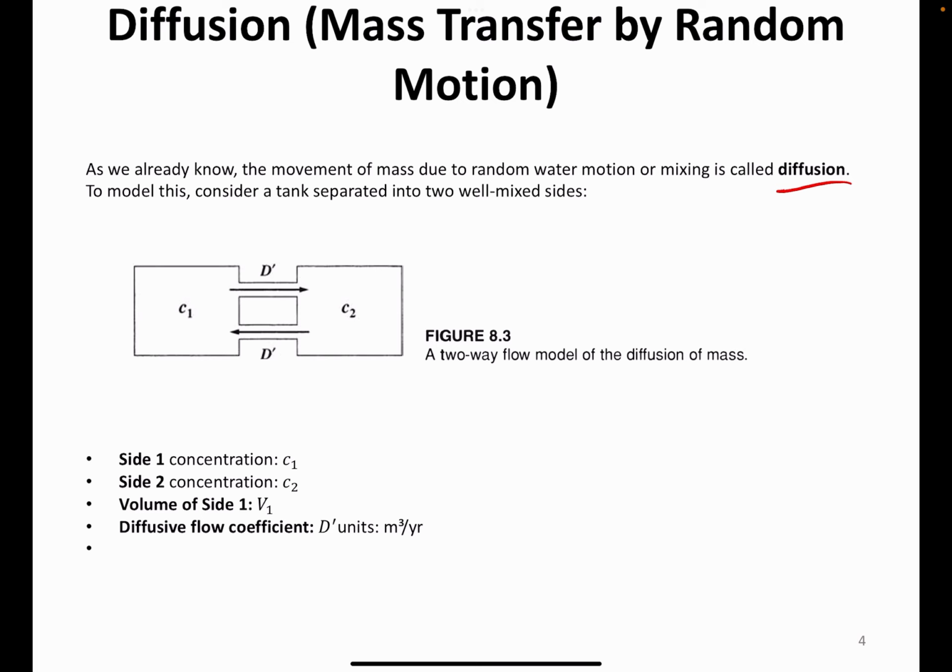To model this, let's consider a tank separated into two well-mixed sides. This is one side, and this is another side, and these two tanks are connected. Side 1 has a concentration C1, side 2 has a concentration C2, and of course each side has a volume. And the diffusive flow coefficient, we could call it E prime. The pollutant will diffuse from tank number 1 to tank number 2, and also from tank number 2 to tank number 1.